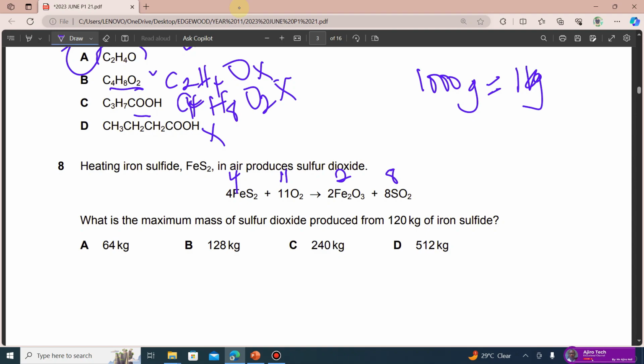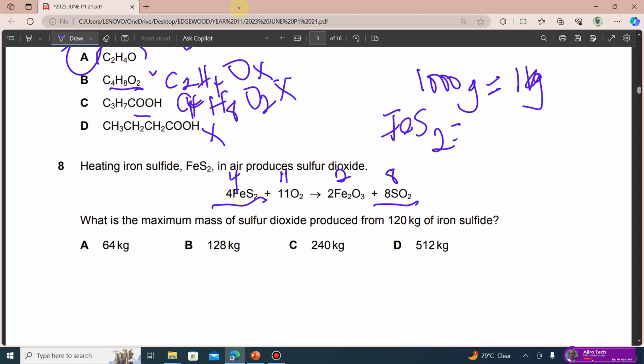Now, what's the maximum mass of sulfur dioxide produced from 120 kilogram of iron sulfide? So the two things we are comparing here are iron sulfide and sulfur dioxide. After getting the stoichiometry and knowing what we are comparing, we need to get the molar masses of the two compounds. So let's begin with iron sulfide, FeS2.